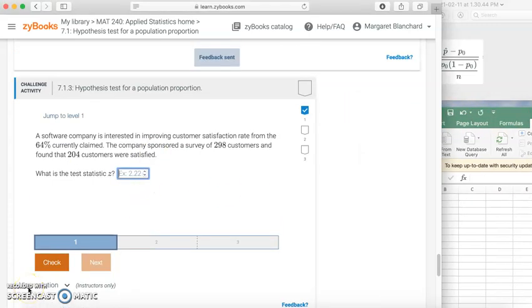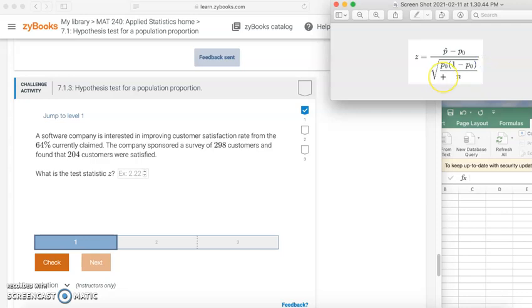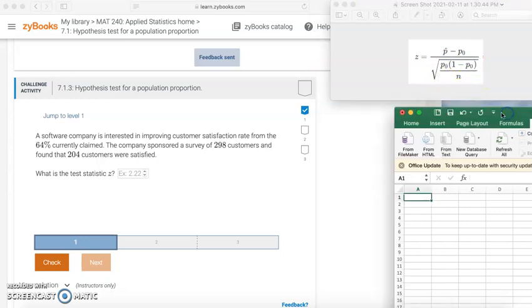Challenge activity 7.1.3. A software company is interested in improving customer satisfaction rate from the 64% currently claimed. The company sponsored a survey of 298 customers and found that 204 customers were satisfied. So we need to find the test statistic z. As a reminder from earlier in the module, z equals p hat, which is the sample proportion, minus p naught, which is this 0.64 that we're testing, divided by the square root of p naught times 1 minus p naught divided by n. Make sure that that's all under that square root.